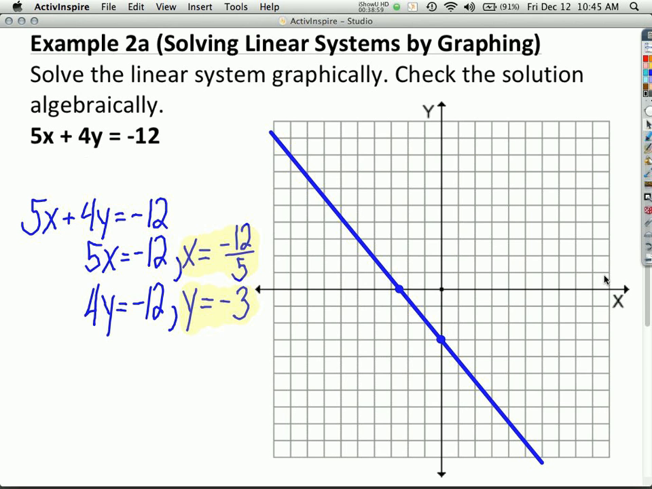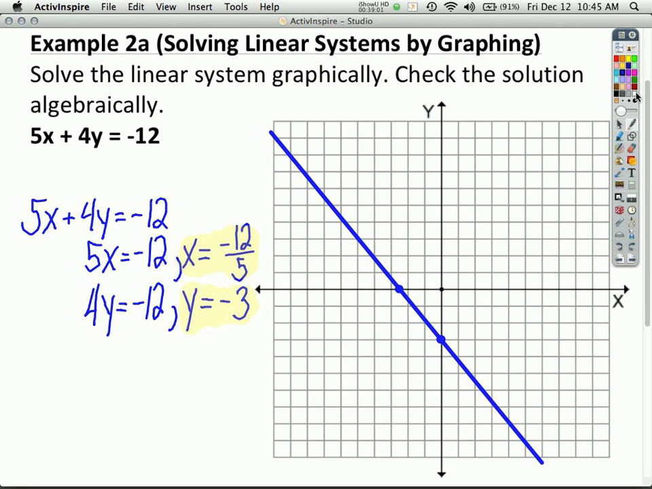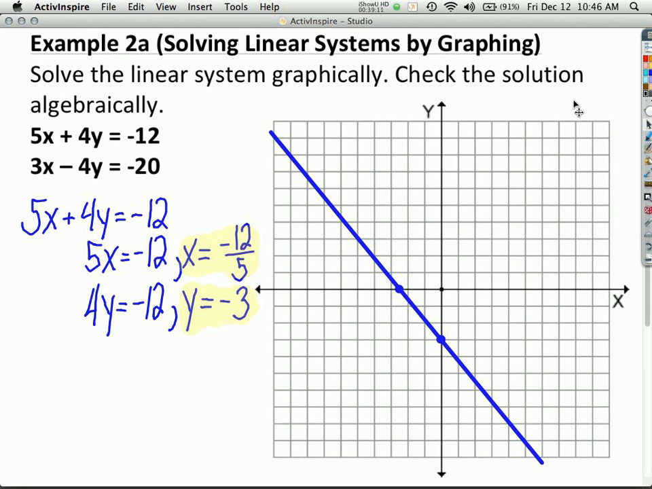So now we're elevating. We're going beyond what we know. Now we're doing a system, and that's where this comes into play. Now we have another equation: 3x minus 4y equals negative 20. Cameron is still going to use the same method, which was what, Cameron? Slope-intercept form. So he's going to convert that to slope-intercept form.